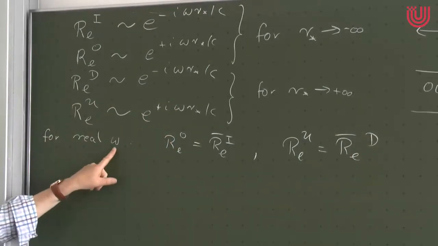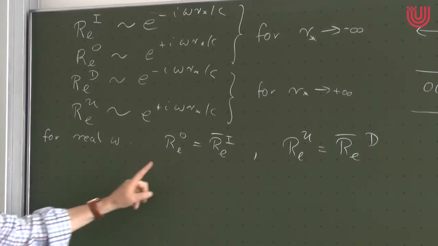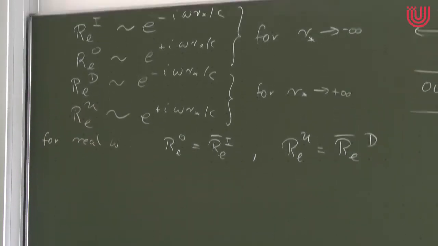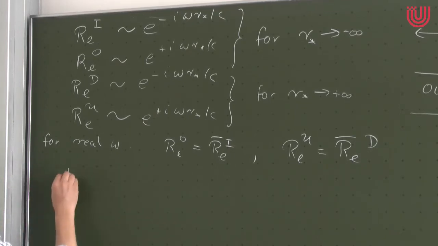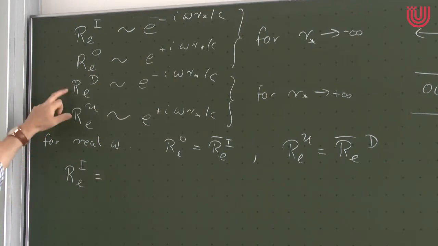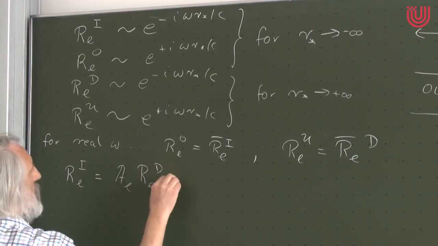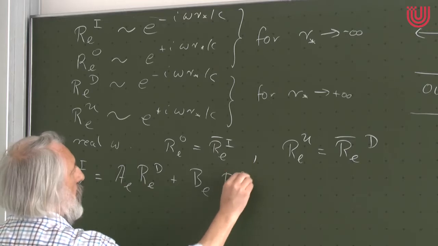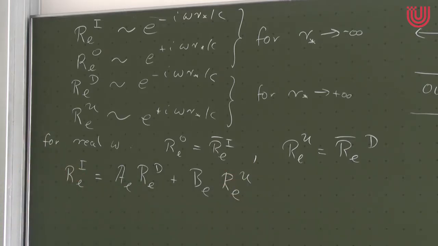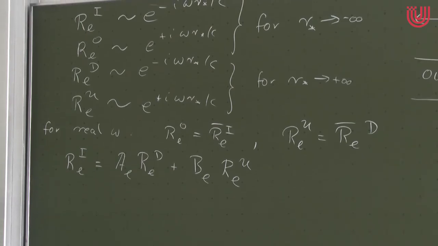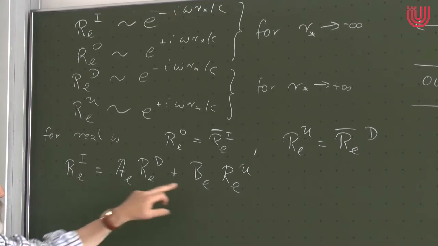This is not true for complex omega, so you have to be careful. When you discuss quasi-normal modes, these relations do not hold. But for the scattering problem where we have real omega, it's true. And then it must be that, for instance, R_l^in is a linear combination of these two, with complex coefficients, of course: A_l R_l^down plus B_l R_l^up. As I said, I will not be able to determine the A_l and the B_l explicitly. There are formulas for these in terms of series expressions, and of course you can calculate them numerically. They depend on omega, by the way. Of course, everything depends on omega, so we have different coefficients for different omegas.